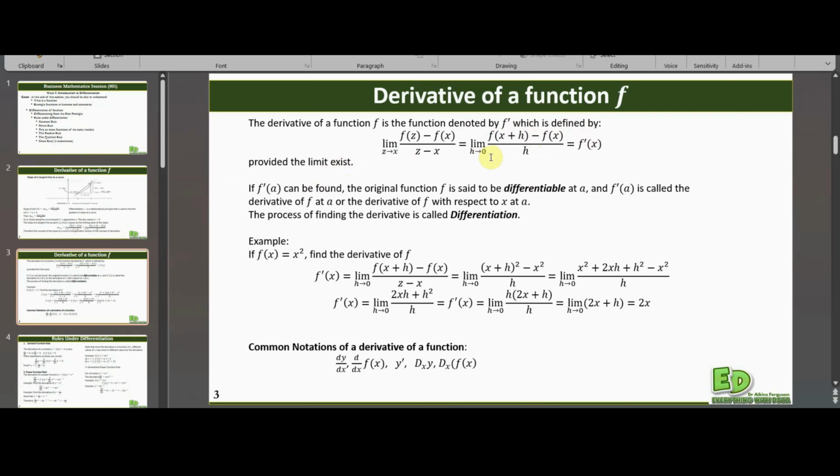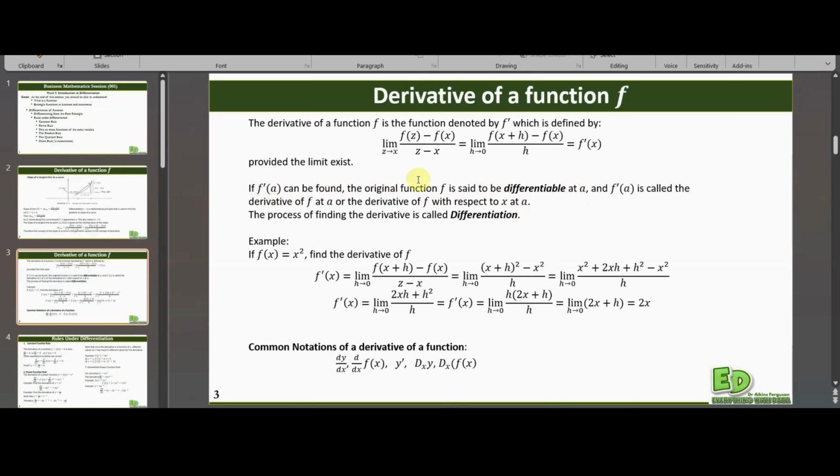So if the limit exists, that is fine. That is maybe x is approaching 2 or x approaching 7, x approaching 5. But here, we'll say that h is approaching what? 0. Okay. So if f prime of a, or f prime of x, can be found, the original function f is said to be differentiable at a.